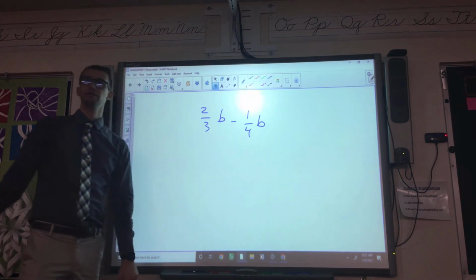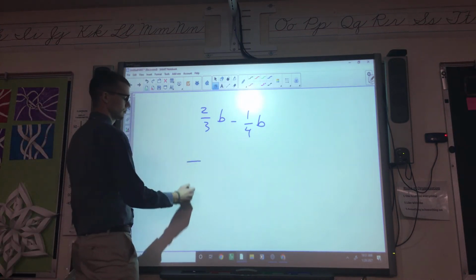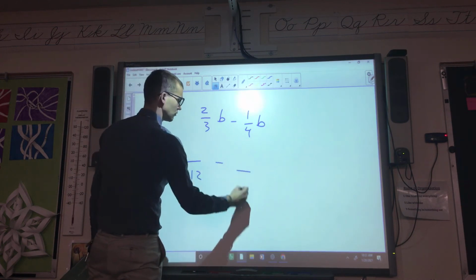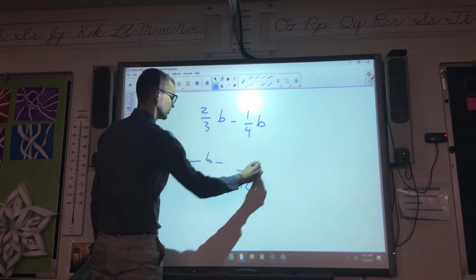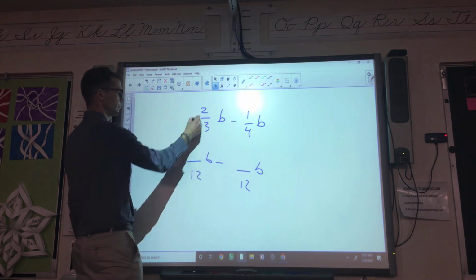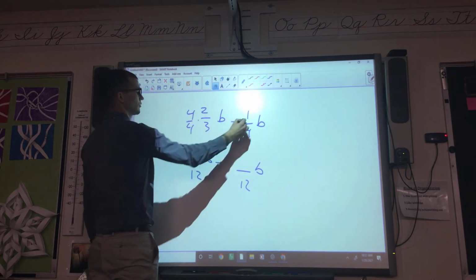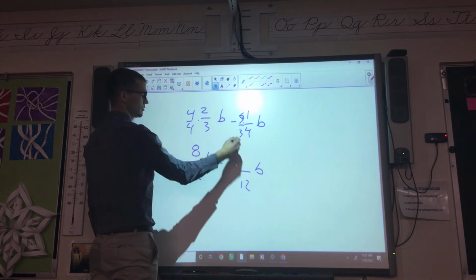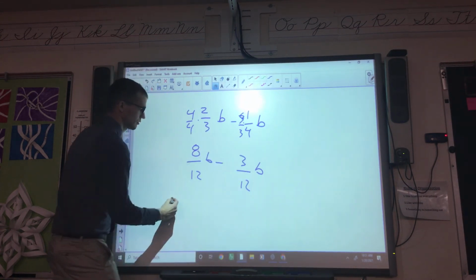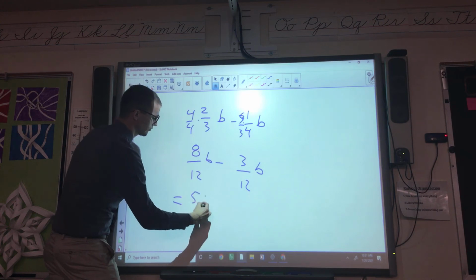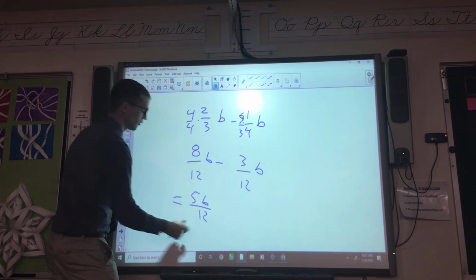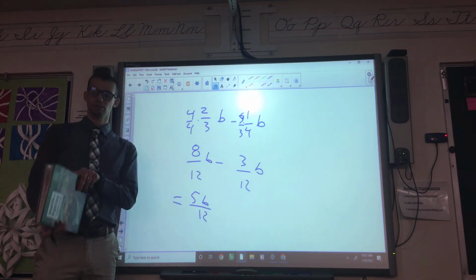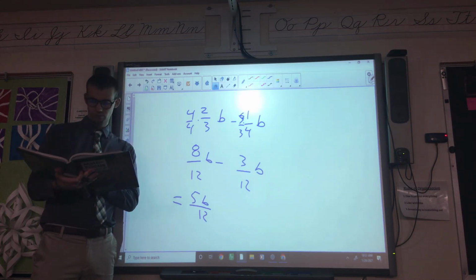Common denominator is what? 12. Yep. Over 12. Both have b's. Multiply by 4 over 4, 3 over 3. Gets you 8, gets you 3. All total you should have 5b over 12 or 5/12 b. You can put the b off to the side. Again, it doesn't matter to me which one you have. They're the same thing.